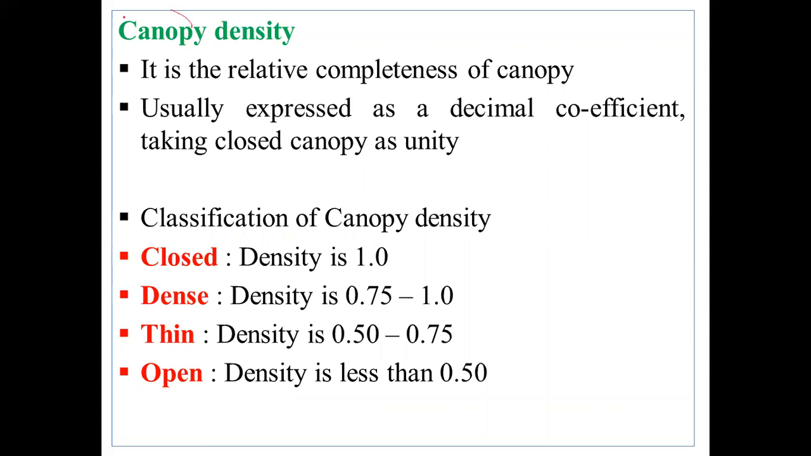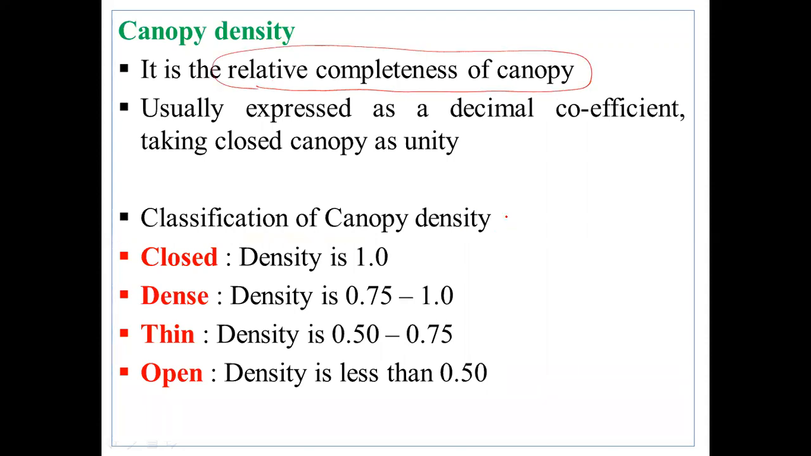Next, a very important aspect in our basic forestry is the canopy density. So what is the simple meaning of canopy density? Canopy density is the relative completeness of a canopy. It's a simple definition. It's the relative completeness of a canopy.